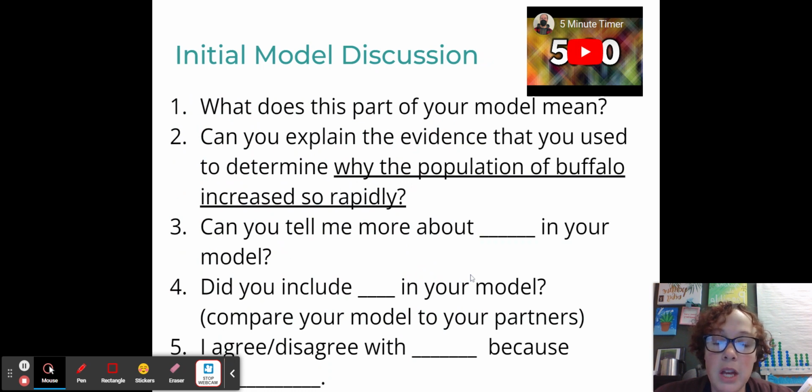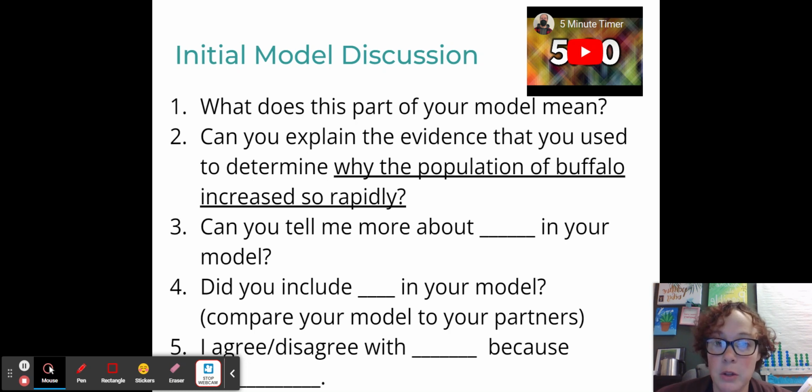So we then dived into the idea of clarifying models. These are some questions that you can look at your model and ask. Hey, here's this model. What does this part of your model mean? What is some evidence that you used? Can you tell me more about your model with a partner? But you can do this on your own as well.